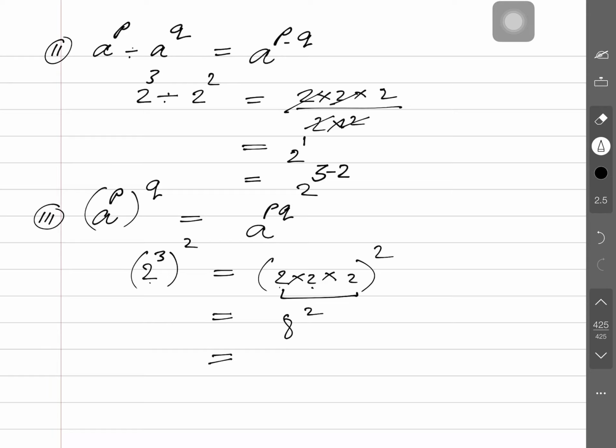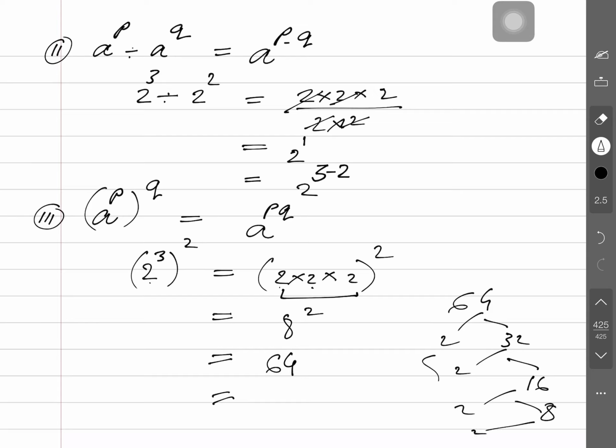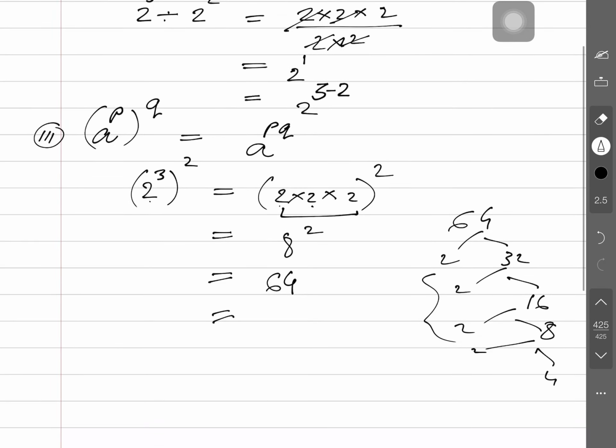Okay. And furthermore, it will be taken as 64, and again 64 is to be factorized by 2, so it is 32, again 2, then 16, again 2, then 8, again 2, and so on. Clear? 1, 2, 3, 4, 5, 6 times 2 is coming here. And how is this 6 occurring? 6 is occurring as a result of 3 into 2. Clear? So, we will write here 2 to the power 3 into 2.